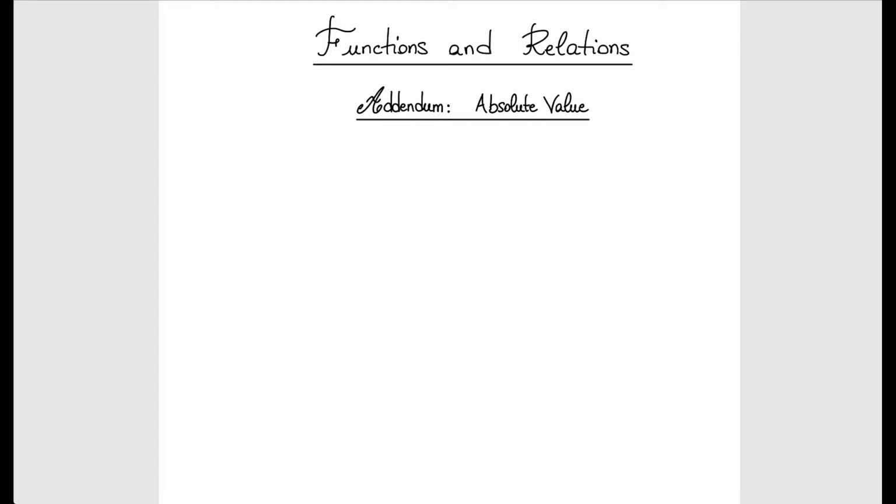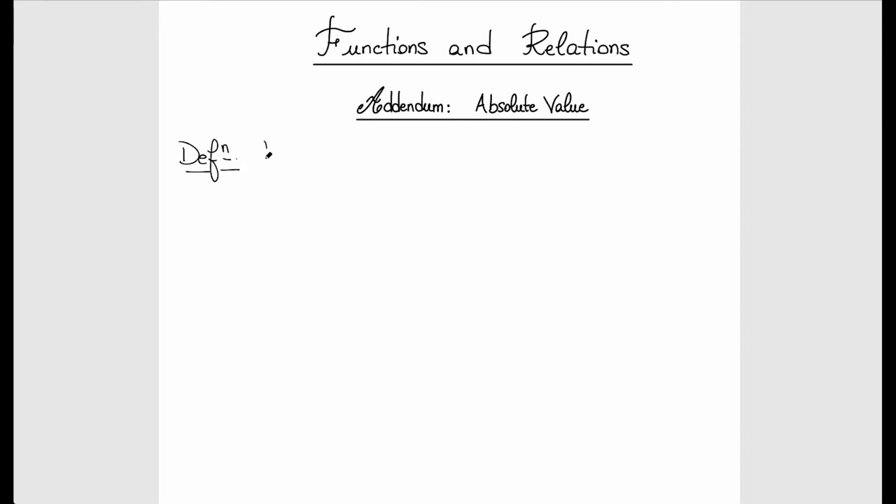This is an addendum to an earlier section, namely functions and relations. So in this video we are concerned with the absolute value function. We're going to define it and derive some properties that pertain to it. Alright, so let's start by defining the absolute value function.